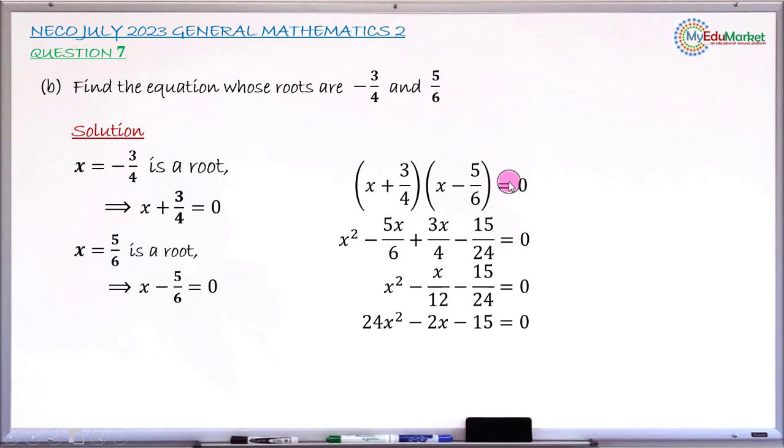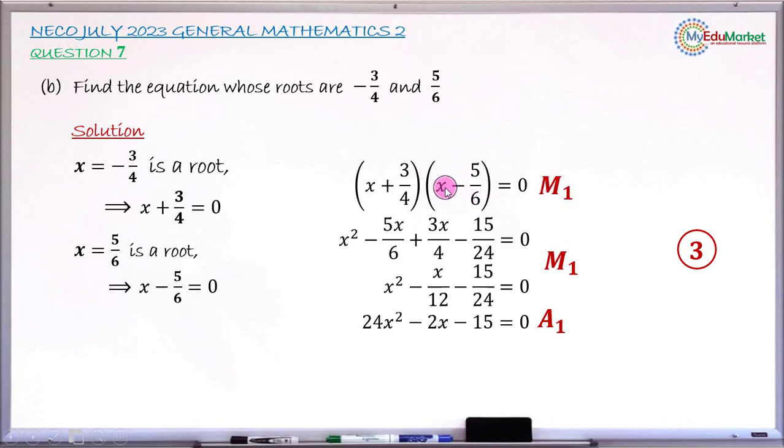So let me just share with you how marks were awarded in this very question according to the official NECO marking scheme. The very first mark is the method 1 mark, and this method 1 mark is when you write the product of the two factors as equal to 0. You have this method 1 mark.